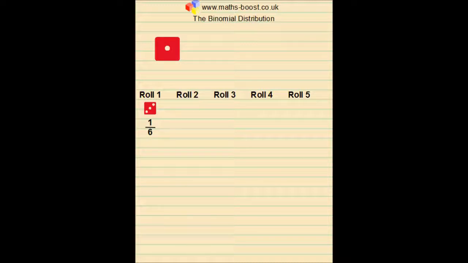Our second roll is not a 3. Remember, the binomial experiment only deals in either success or failure, and the only thing I note about this outcome is that it isn't a success, and so has a 5/6 probability. Our third roll is not a 3. Our fourth roll is not a 3. Success. Our last roll is a 3.